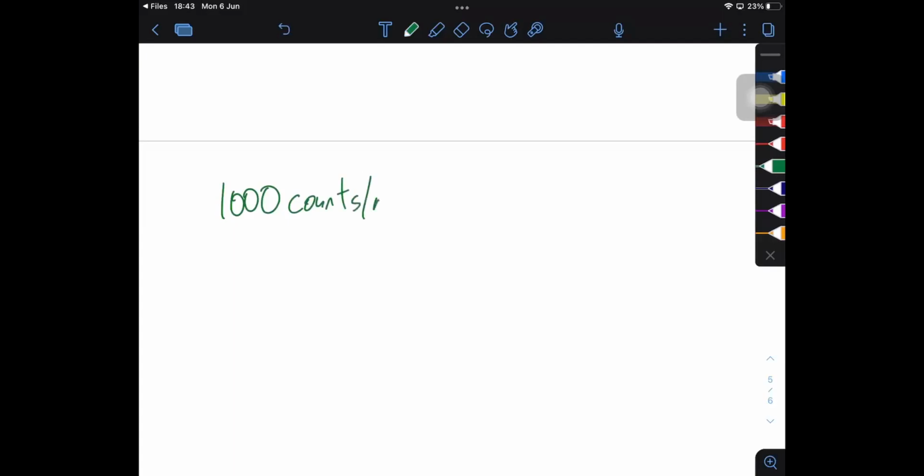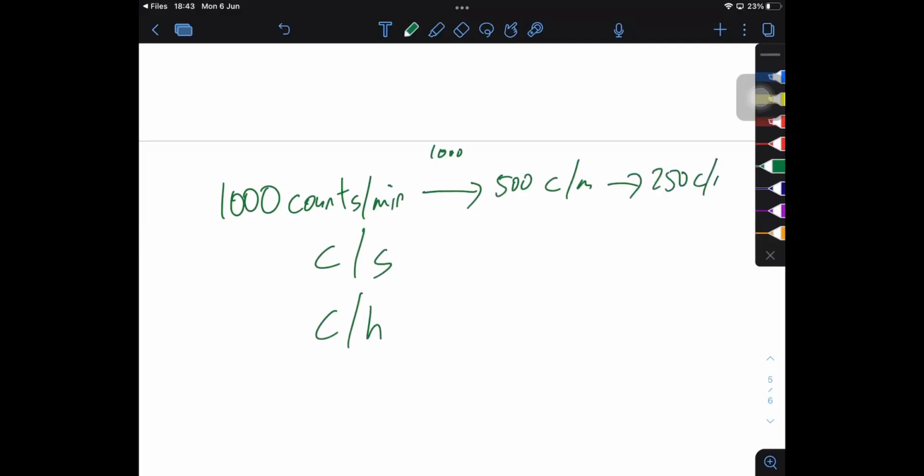It's usually counts per minute, or sometimes counts per second, or very rarely counts per hour, guys. Counts per minute is basically the unit for the radioactive substance, right? So let's say after one half-life, which is 1,000 years, it will be left with only 500 counts per minute. After another half-life, it will be 250 counts per minute. After another half-life, it will be 125 counts per minute, and so on and so on.